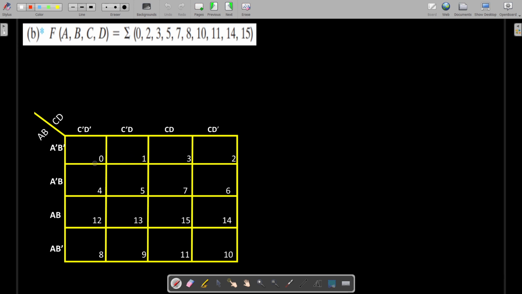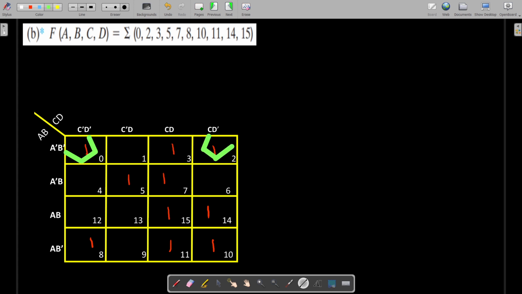So this is 0, this is 1, and then 2, 3, 5, 7, 8, 10, 11, 14, and 15. So it is now time to group them, combine them to form ones. We don't have 8 adjacent ones, we don't have 16 adjacent ones, but we can form quads because we have adjacent 4 ones. So how to form them, as usual. These corner ones can be combined.